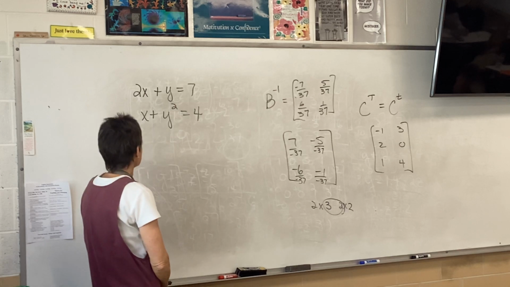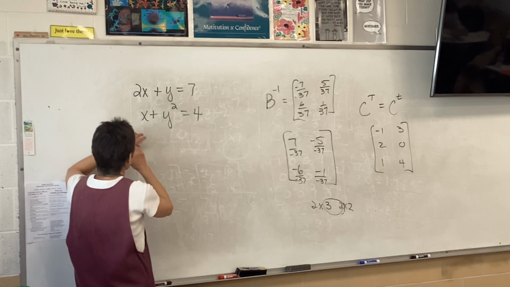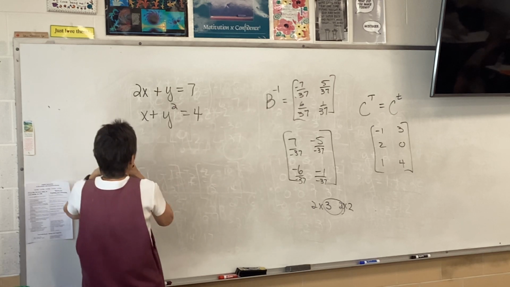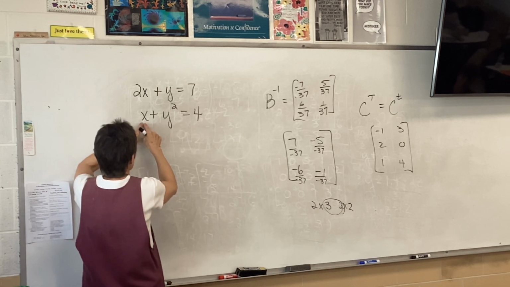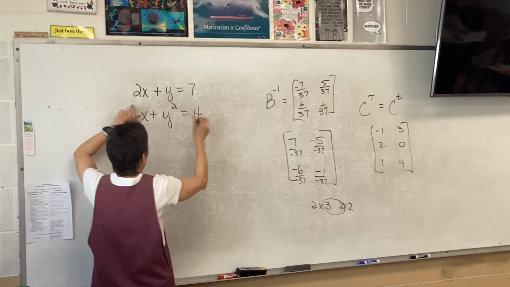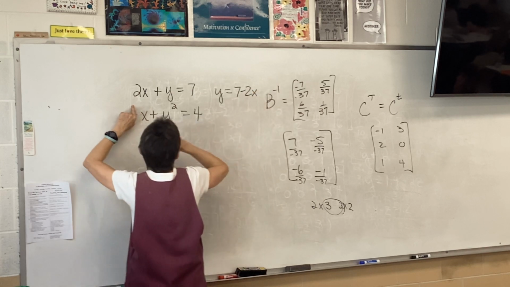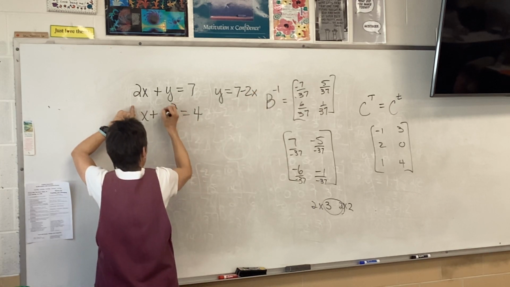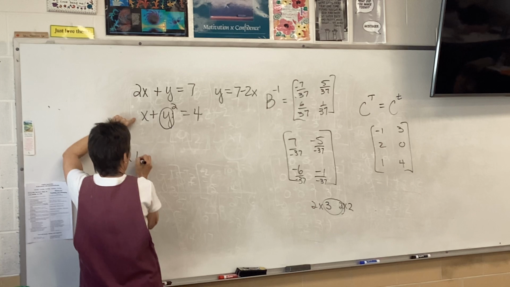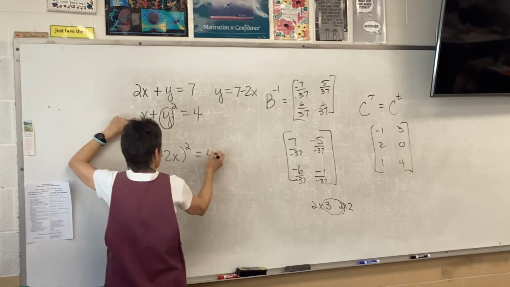We could definitely substitute. What do you want to get by itself? Either this X or this Y, which one do you want to get by itself? Top Y. So Y equals 7 minus 2X. And then I'm going to plug that in right here. So X plus (7 minus 2X) squared equals 4.